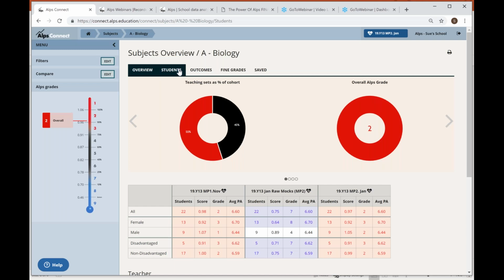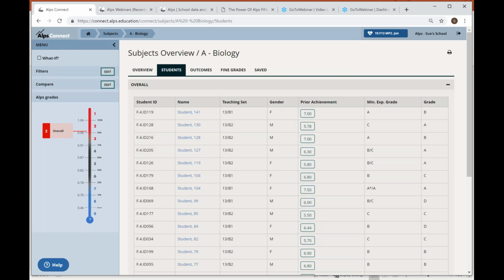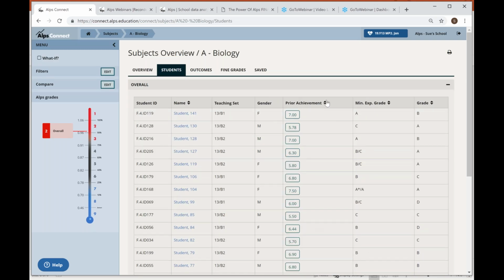Here are my students. There's their prior attainment, which for key stage 5 is their average GCSE score. I've ordered it in terms of that. There's their minimum expected grade I was talking about earlier, and there's the grade that I predicted them. Okay. Now I've got a little what if tool here.